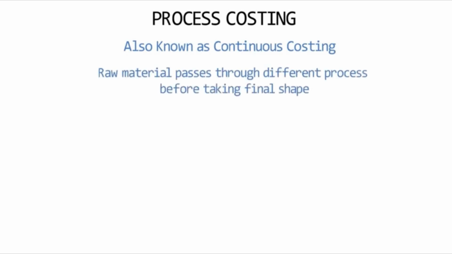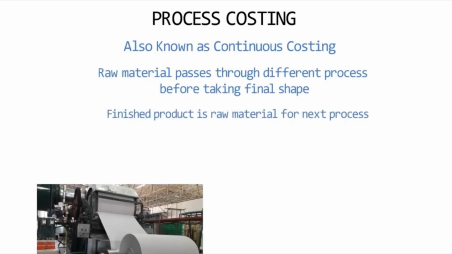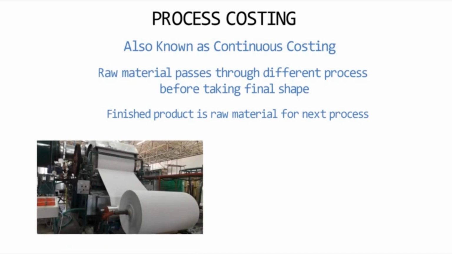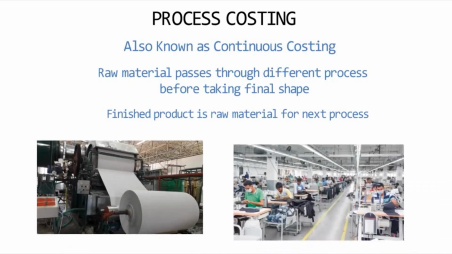The fourth type of costing method is process costing. This type of costing is also called as continuous costing. In some industries, the raw material passes through different processes before taking the final shape of the product. Here the finished product of one process becomes the raw material for the next process. For example, process costing is applied in the industries such as chemicals, textiles, paper, leather, and soap factories.